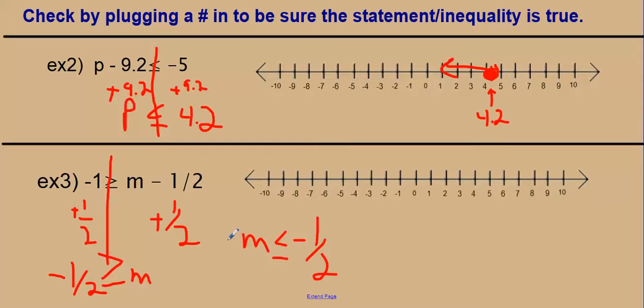So all the numbers that are smaller than -1/2. So -1/2 is about here. Close dot. I'm just going to let my readers know that that is -1/2, and we're looking for all the numbers smaller than that, so let's go this way. Alright, there's a couple examples for you.